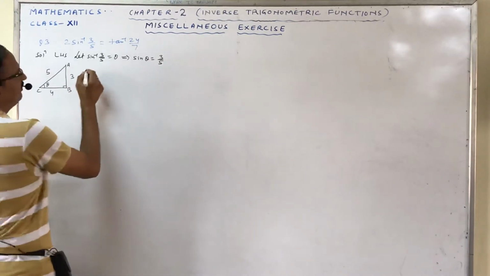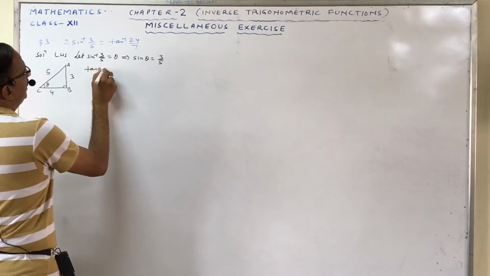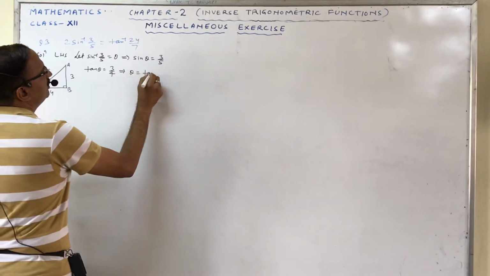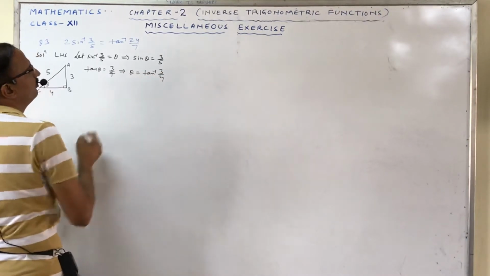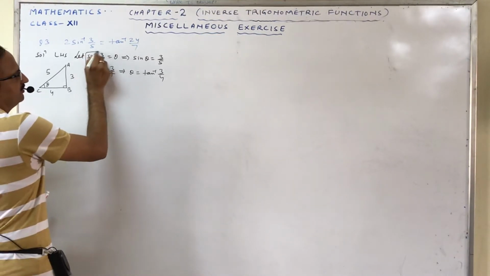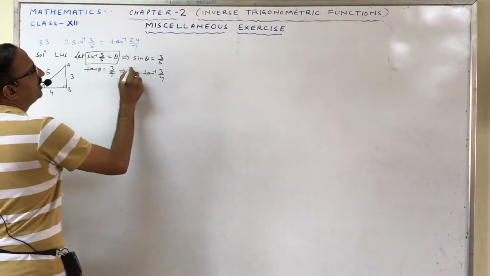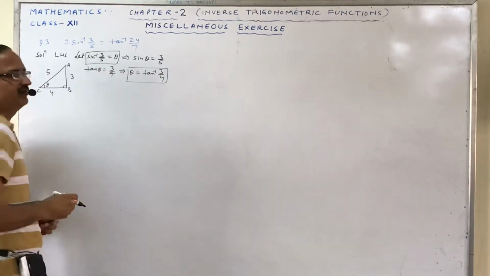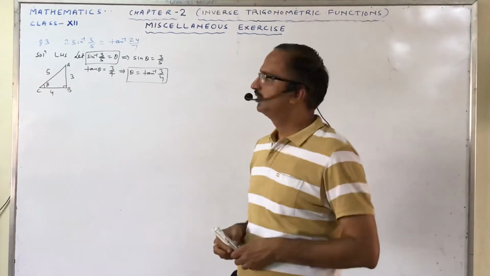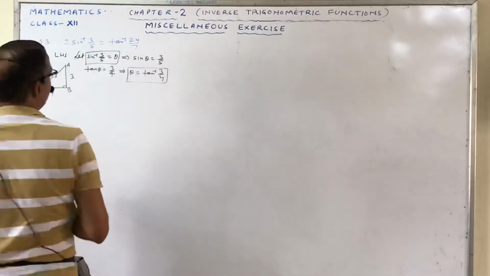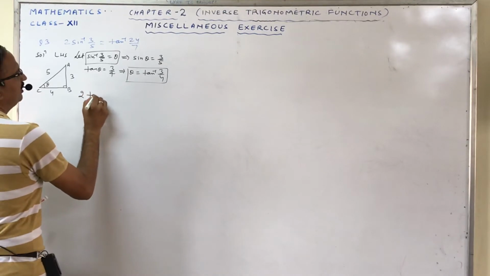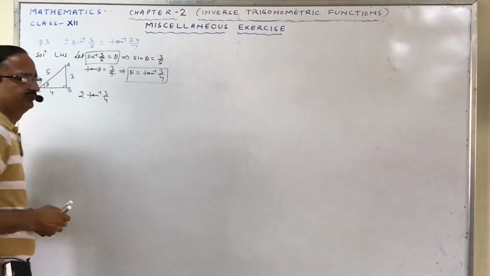So with the help of this triangle we can write tan theta equals 3 by 4, or we can say theta equals tan inverse 3 by 4. So we can say that if this is theta, this is also theta, it means this sin inverse 3 by 5 can be written as tan inverse 3 by 4. So this given LHS can be written as 2 tan inverse 3 by 4.